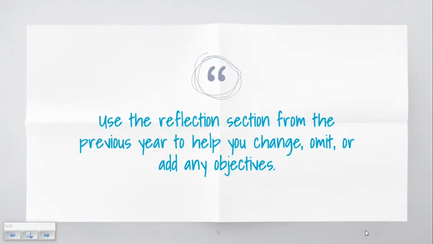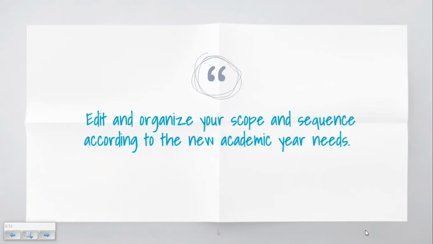To help us change or reorganize or add the objectives that we missed previously, or maybe to postpone these objectives for later through the academic year because the objectives were so complicated, etc. After going to the reflection section and studying it, you need to reorganize and edit your scope and sequence according to the new academic year needs.